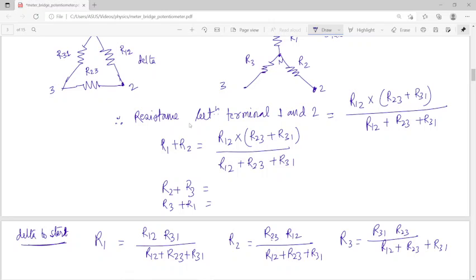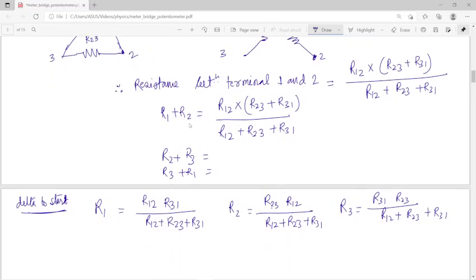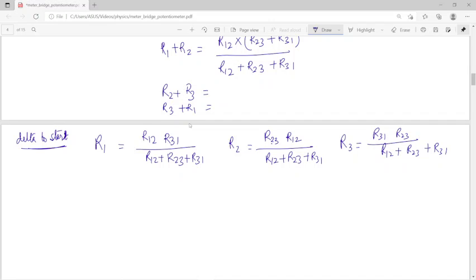Similarly, if we convert from star to delta, that means we have to find the value of R12, and this is nothing but R1 R2 plus R2 R3 plus R3 R1, divided by R3. Sir, how do we remember this, could you say it once more?